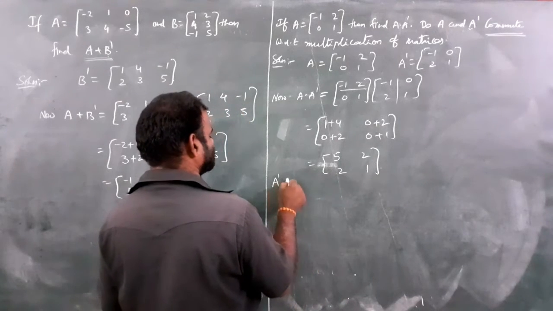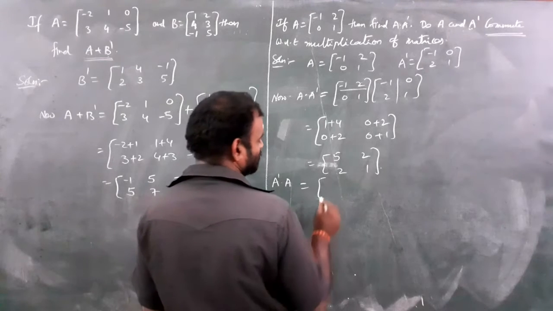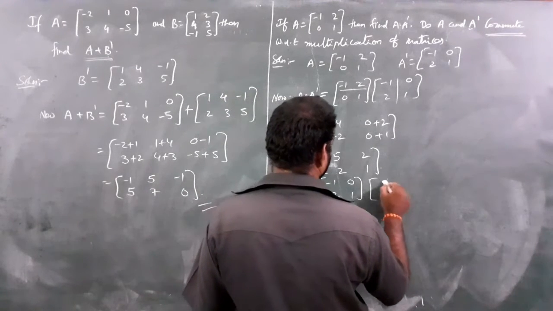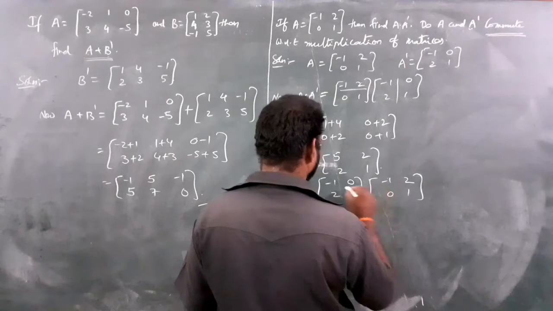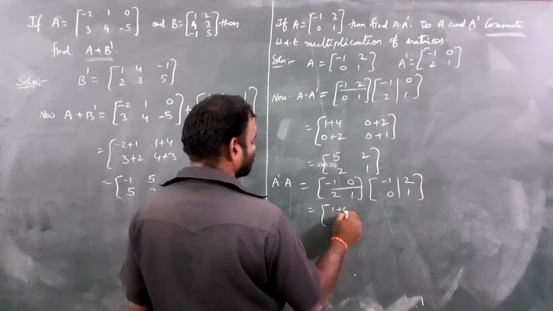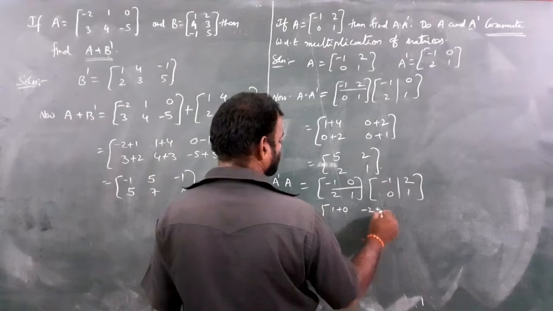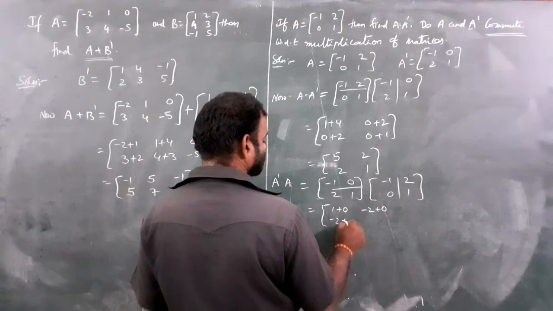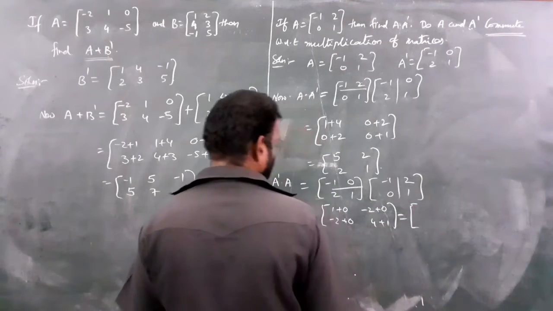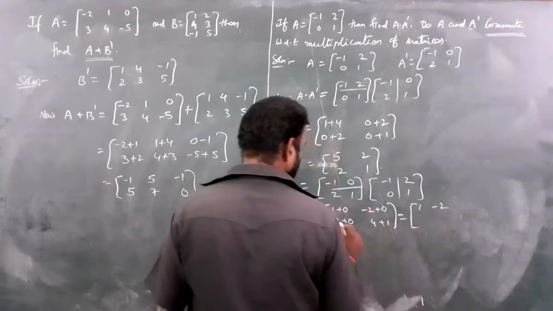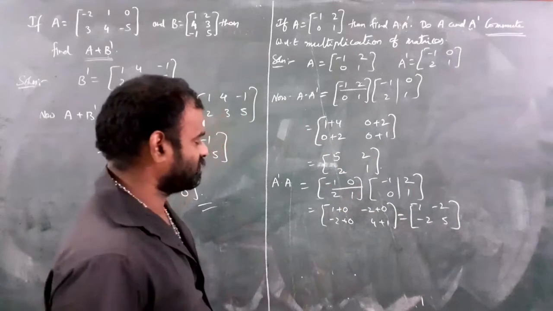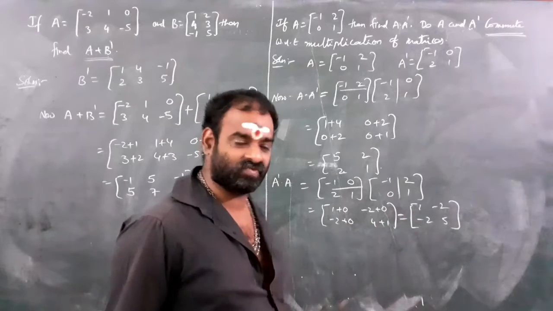Again we have to find A dash into A. So what is A dash? Minus 1, 0, 2, 1 into, and what is A? Minus 1, 2, 0, 1. So you have to multiply row by column: 1 plus 0, minus 2 plus 0, minus 2 plus 0, 4 plus 1. So this is nothing but 1, minus 2, minus 2, 5. So A into A dash is 5, 2, 2, 1, and A dash into A is 1, minus 2, minus 2, 5.